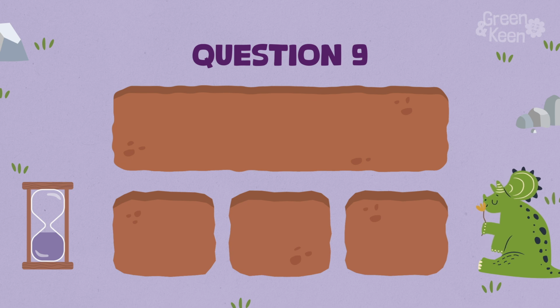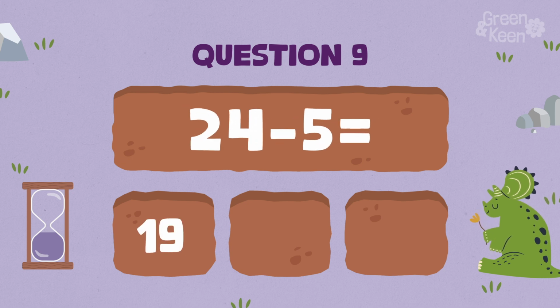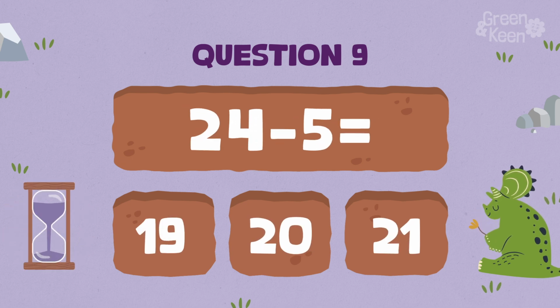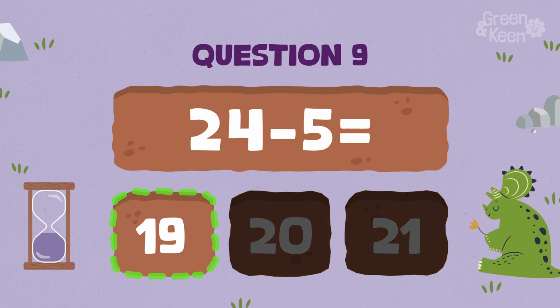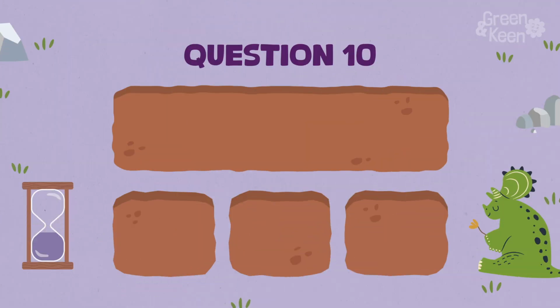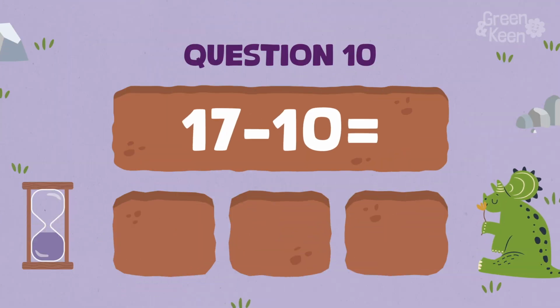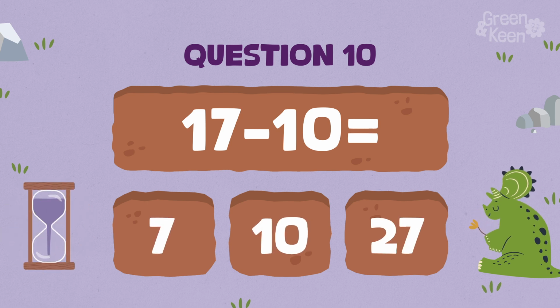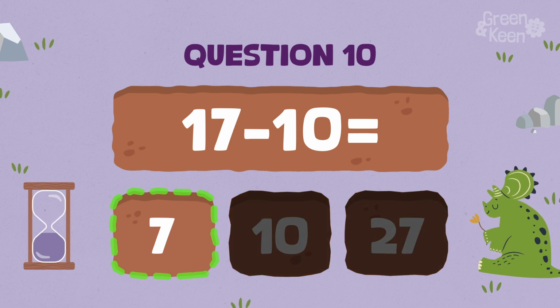Question number 9. 24 minus 5 equals... The answer is 19. Question number 10. 17 minus 10 equals... The answer is 7.